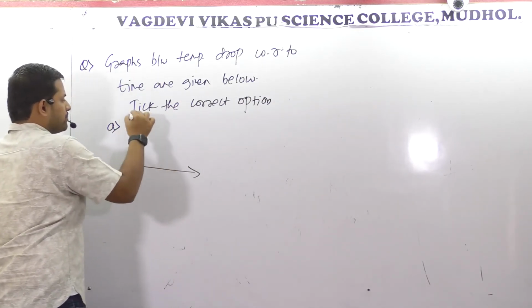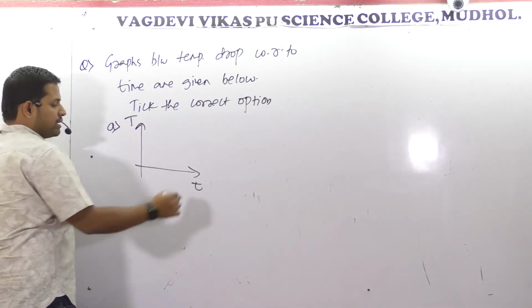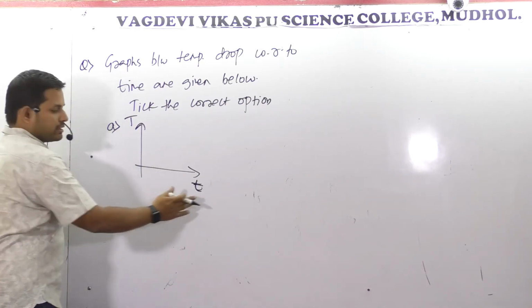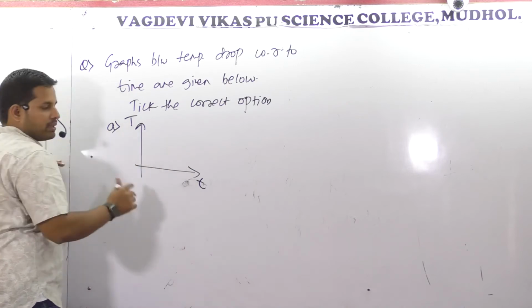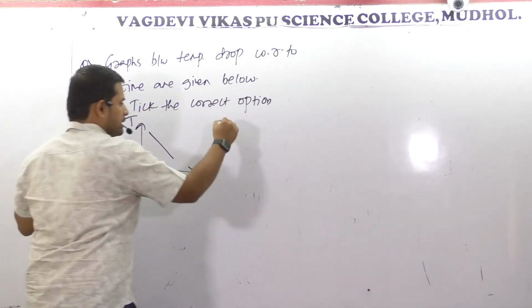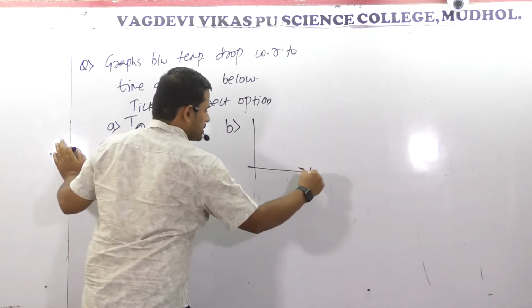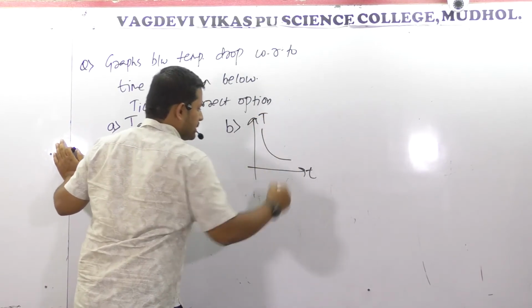On the y-axis I have temperature T, on the x-axis I have time t. This is time t, right? And this is going to be temperature. This is the first graph, and the second graph is going to be like this. This is small t and this is capital T. It is going to be like this.